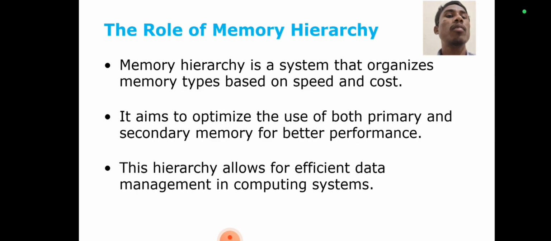The role of the memory hierarchy. Memory hierarchy is a system that organizes memory types based on speed and cost. It aims to optimize the use of both primary and secondary memory for better performance. The memory hierarchy plays a crucial role in storing data. This hierarchy allows efficient data management in computer systems.